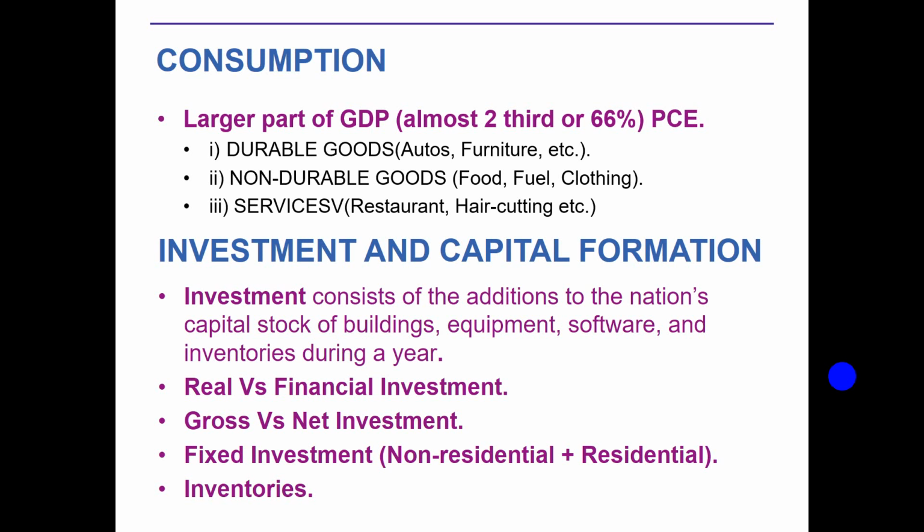Second, gross versus net investment. Whenever there's the term gross, for example, gross domestic product or GDP, it means it has an element of depreciation. That is why GDP has the component of investment which has depreciation included, and that is why it is considered gross investment. If we remove or reduce the depreciation from gross investment, it will become net investment.